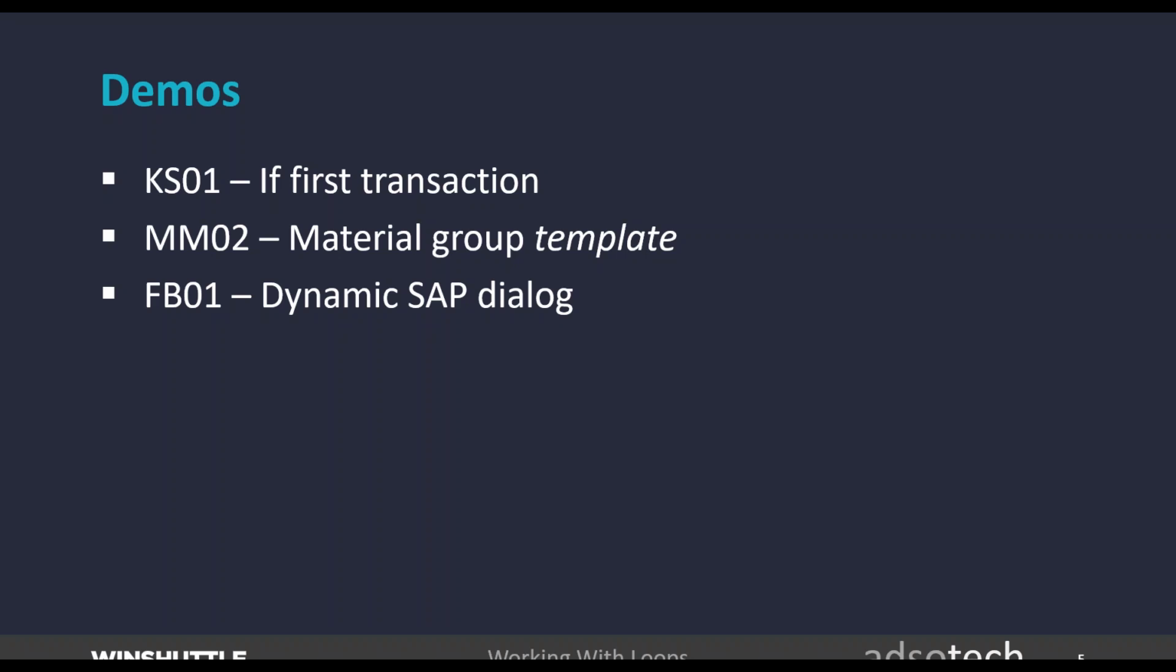The idea is not to focus on these exact T codes. It doesn't really matter. I just picked these as relatively straightforward examples, so we are not focusing on cost center or material master data, but the focus is on the conditions. So the same principles would apply to any process or any T code you are working with.